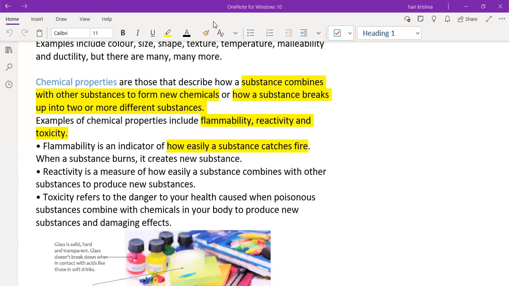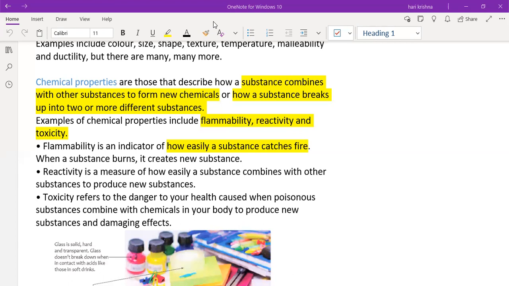Yes, sir. Okay. Now next I will give the definition for flammability. Then we can compare the examples for the inflammable as well as flammable. Flammability means these substances also will catch fire, but it will take some time to catch fire.